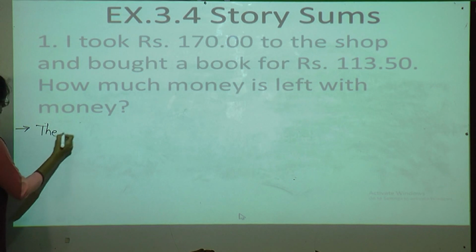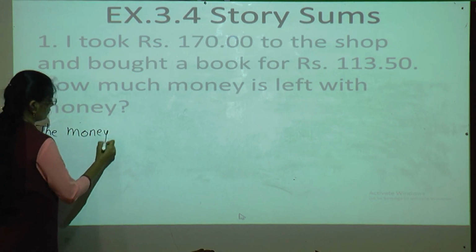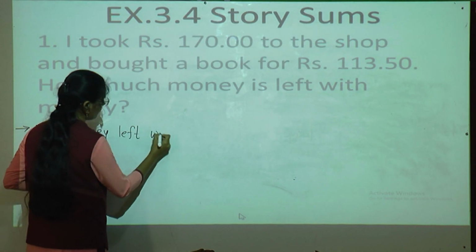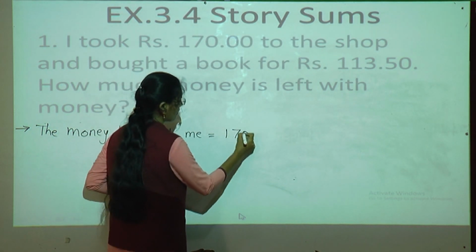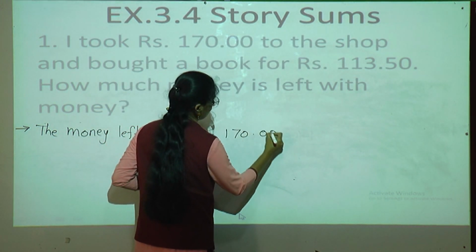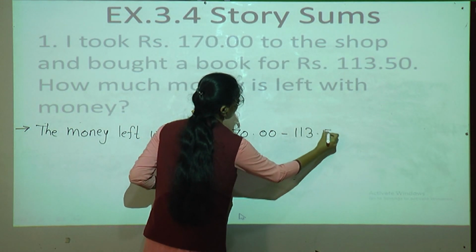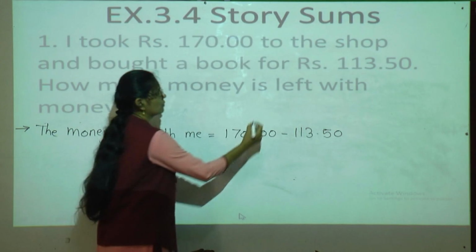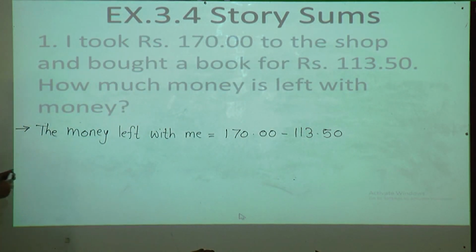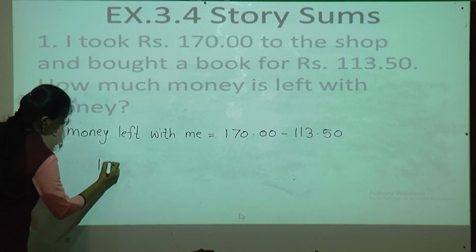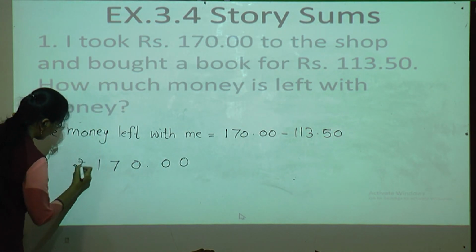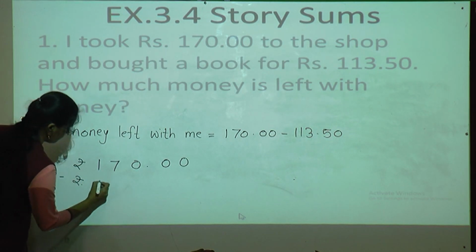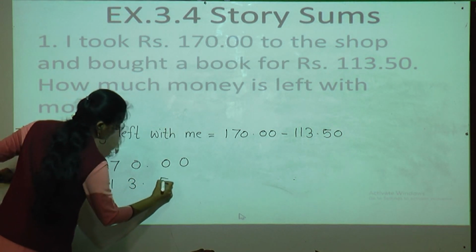The money left with me is equal to 170 minus 113.50, because the word left is there. So here we have to do the subtraction. So let us do the subtraction. Rupees 170 minus rupees 113.50.